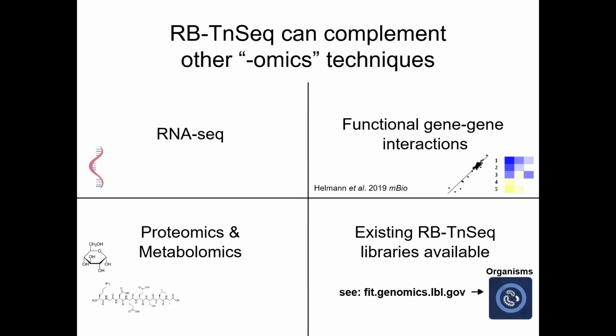One resource, aside from talking to me, is the fitness browser. This is a website that was constructed and maintained by the Arkin and the Deutschbauer labs. It's a little bit confusing to use, but if you click on the organisms button on the main page, it has a list of all of the strains where libraries have been constructed and published. It's mostly proteobacteria at the moment, but you can go through and see if there are any strains or related strains of interest.